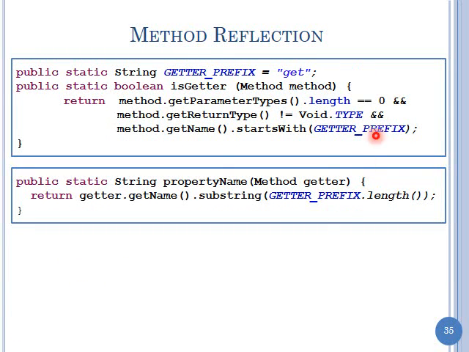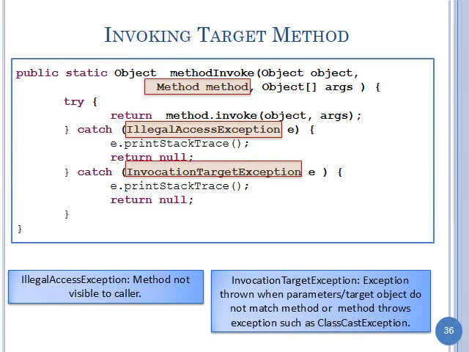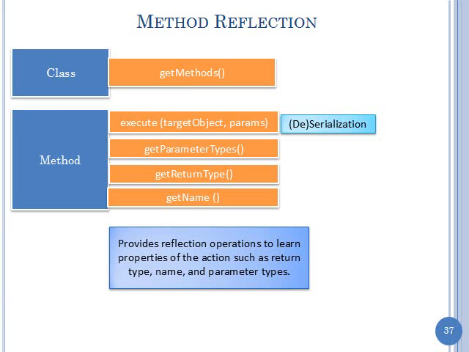Here I'm checking the parameter types and so forth to see if it's a getter, and I'm doing something similar with the name to figure out the property name. And finally I'm invoking the method. So this is something that I'm just providing you with. You don't have to use it. So you can do reflection.